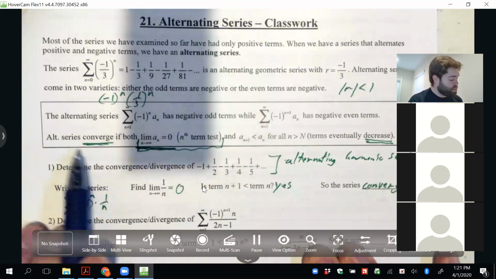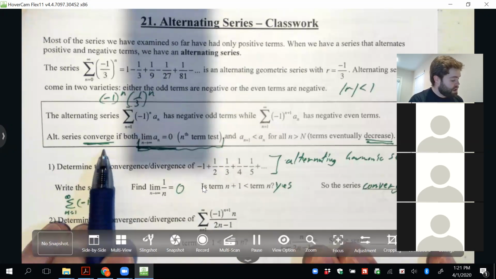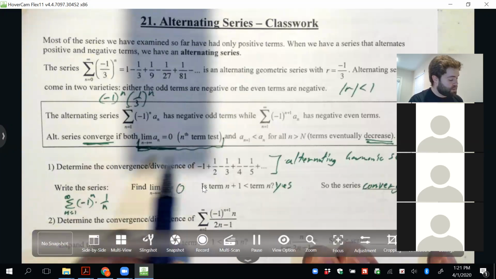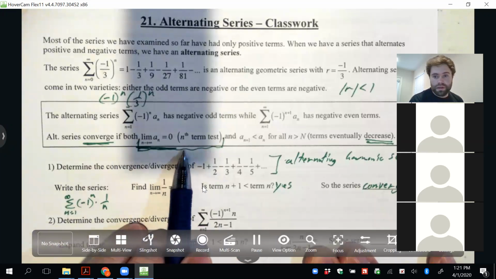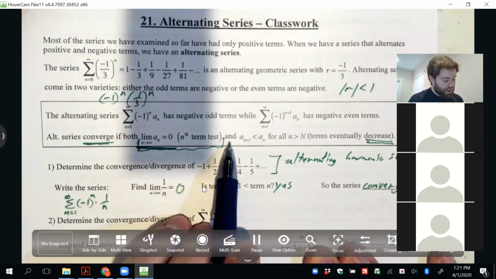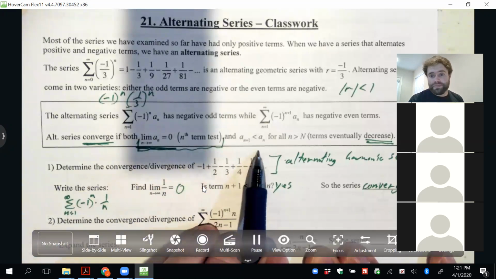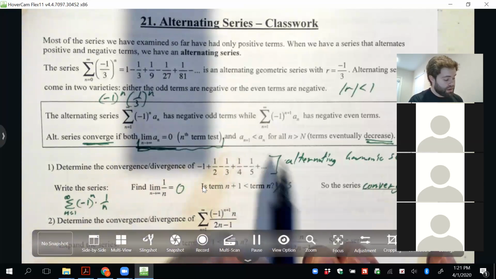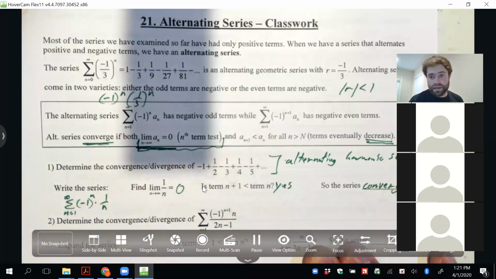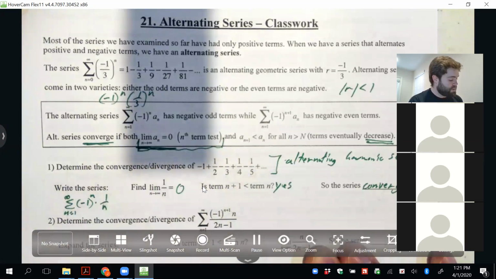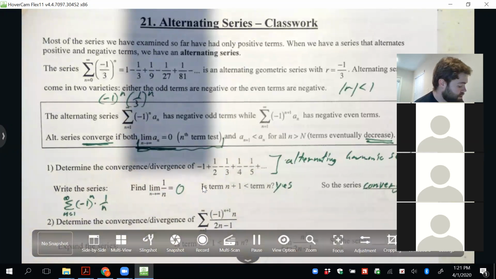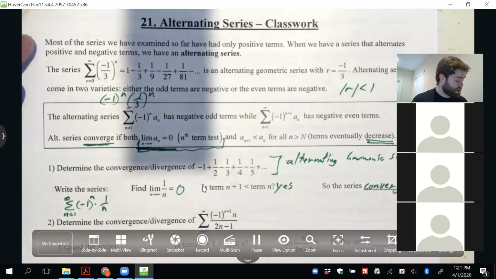An alternating series will converge if it passes the nth term test, meaning where the limit as n approaches infinity does equal 0, and where eventually it is consecutively decreasing, where every consecutive number is less than the previous number. If both those things are happening, then it will converge. And you would need to show that both those things are happening before you can say that it is converging.